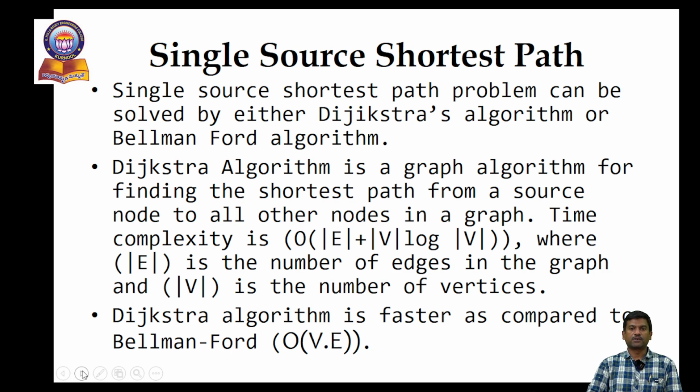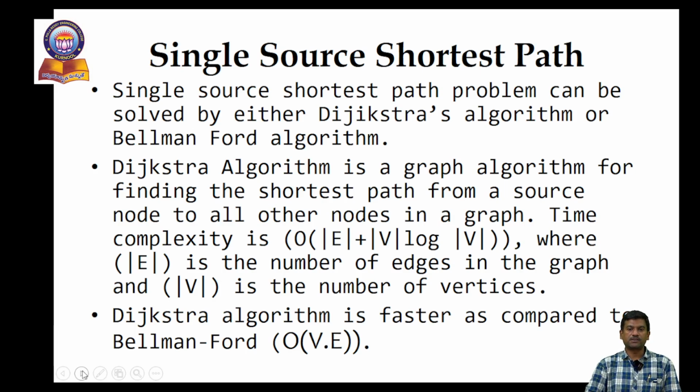For the single source shortest path problem, there are two different algorithms: Dijkstra's algorithm and the Bellman-Ford algorithm. Dijkstra's algorithm is a graph algorithm for finding the shortest path from the source vertex to all other vertices in the given graph. The time complexity for this single source shortest path is big O of E plus V log V, where E indicates the number of edges present in the graph and V indicates the number of vertices in the input graph.